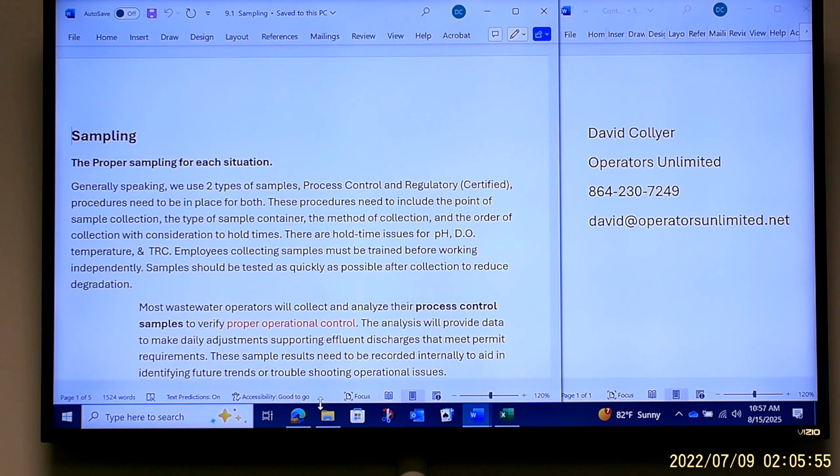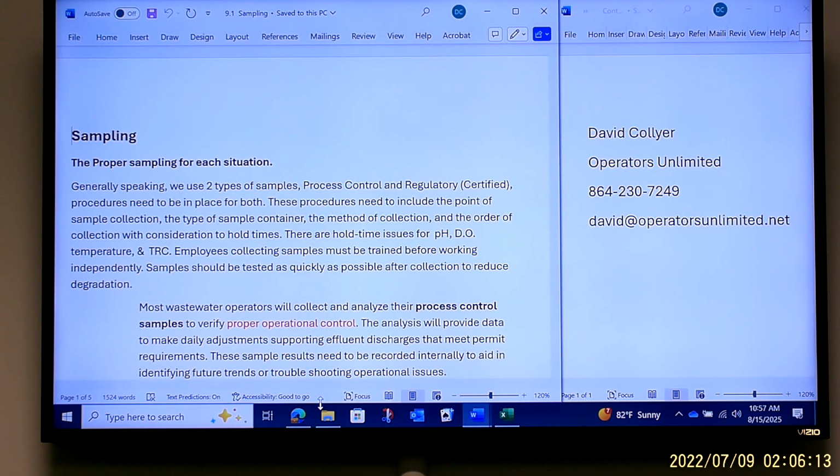In this module, I'm going to talk about sampling. I'm discussing the general ins and outs of sampling. Your site or organization may have specific details not included in this presentation.